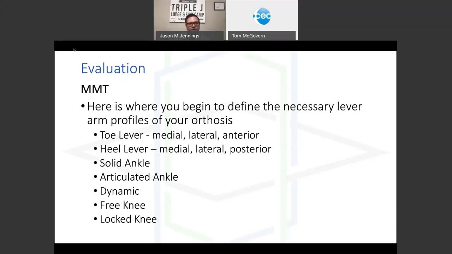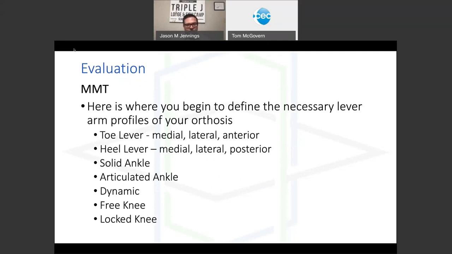When we start to do our manual muscle testing, this is really where you begin to define the necessary lever arm profiles of your orthosis. So, for example, if you have a weak plantar flexor, that's going to affect the toe lever mechanism within your orthotic design.